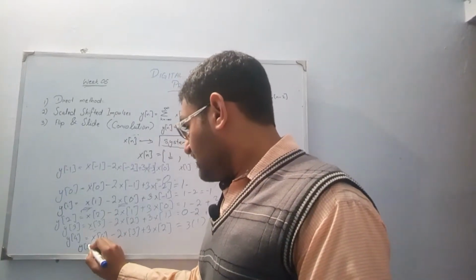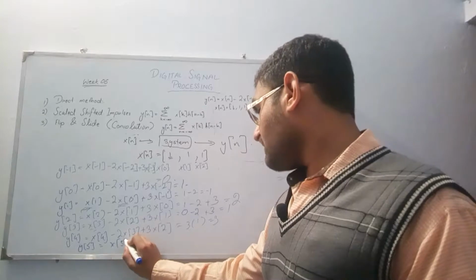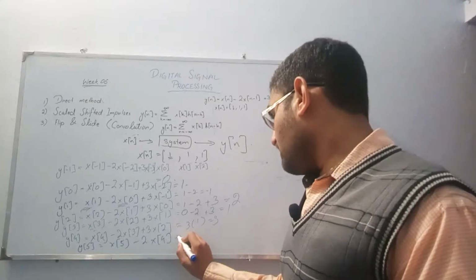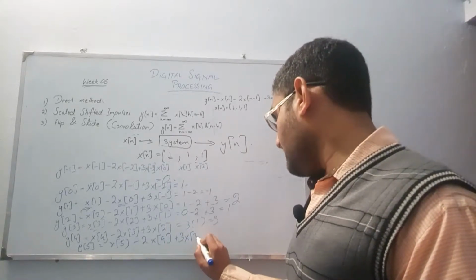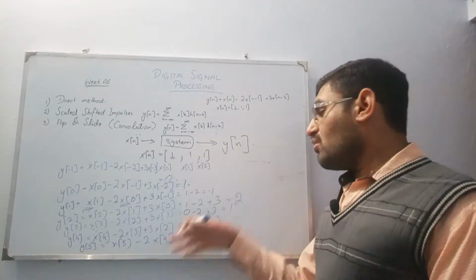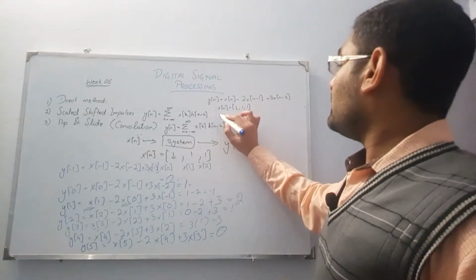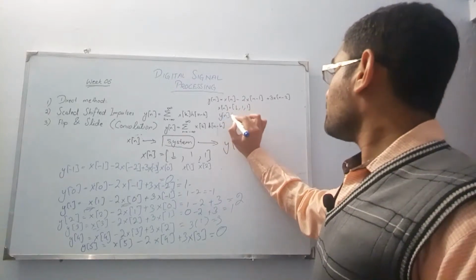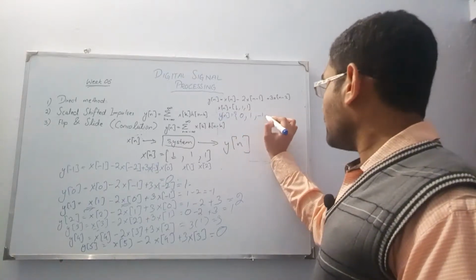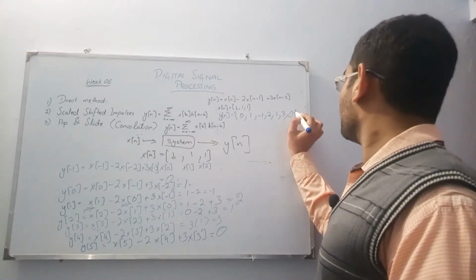Now if we find y of 5: x of 5 minus 2x of 4 plus 3x of 3. As you can see, there is no x of 3, x of 4, x of 5. So this comes out to be 0. So what is y of n? y of n comes to be 0, 1, minus 1, 2, 1, 3, 0.